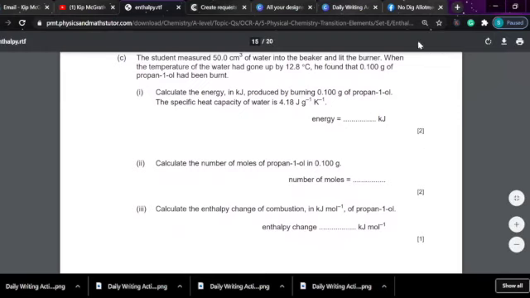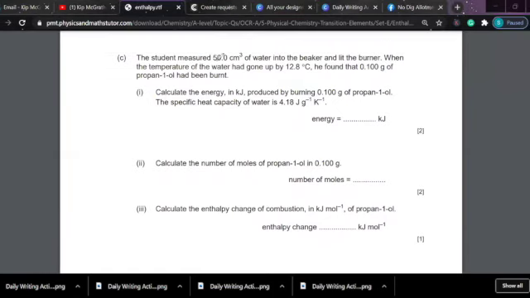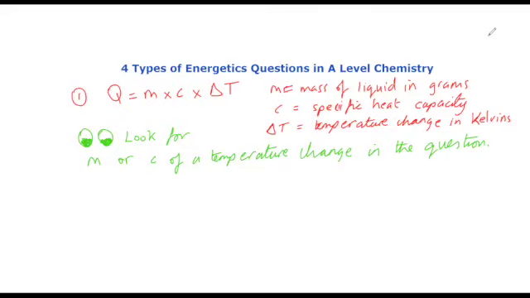And what I'm going to do is I'm just going to highlight the information that's been given to me. As you can see there, we've got 50 centimeters cubed of water. That's your mass, which is 50 grams. We have a temperature change, and if you look down here, we have also got specific heat capacity. So the 3 clues are there for you to know which method to use. Today I'm not going to go through the method, that will be in another video.